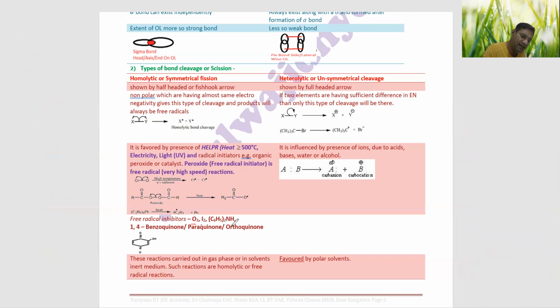Oxygen, iodine, and (C6H5)2NH, diphenylamine, are free radical inhibitors. 1,4-benzoquinone, paraquinone or orthoquinone is also a free radical inhibitor. Homolytic reactions, which are free radical reactions, are carried out in the gas phase or in solvents, in an inert medium. Such reactions are homolytic or free radical reactions, while heterolytic reactions are favored by polar solvents.